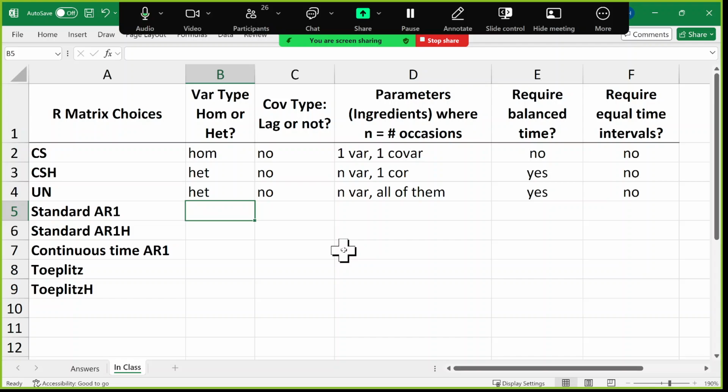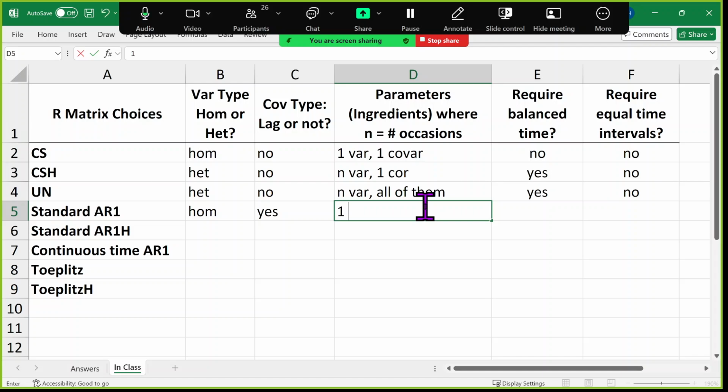But in standard autoregressive, is this one homogeneous or heterogeneous? And there's no H on it, so there's your clue. Yeah, homogeneous. Is it based on some kind of lagged pattern? Yes. This is where occasions 1 unit in time apart are correlated R, 2 units apart are correlated R squared, 3 apart is R cubed, and so forth. So 1 and 2 are just as correlated as 2 and 3 and as 3 and 4, and we call that lag 1. The first off diagonal would have the same predicted correlation. So in terms of ingredients, only 1 variance and 1 correlation. This is another instance in which it would be 2 parameters no matter how many occasions you have.